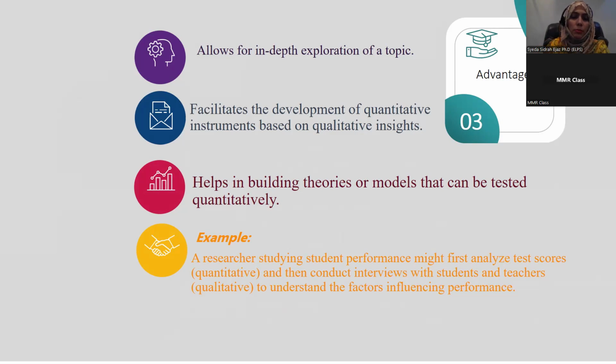Now we'll see an example. A researcher studying student performance might first analyze the test scores in the quantitative section and then conduct interviews with students and teachers in the qualitative section to understand the factors influencing their performance. It's a very simple example. I think I don't need to give more explanation.